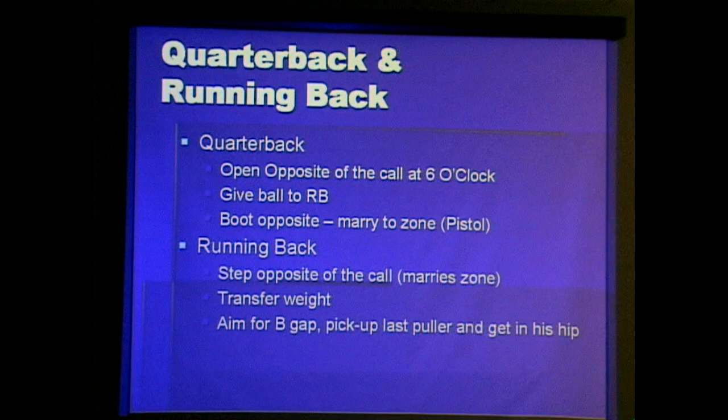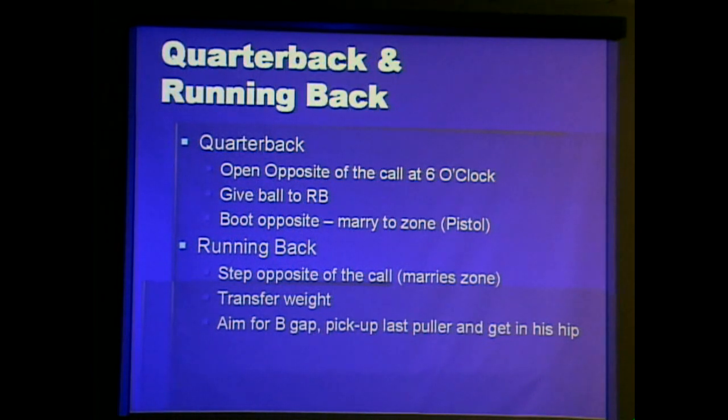Quarterback and running back. Quarterback is going to open opposite of the call at 6 o'clock. He cannot cross 6 o'clock. He has got to give the running back the right of way for the downhill track because his aiming point is the B gap or right at the guard, right up his tail. He cannot push that running back off that track. He's going to boot opposite. It's going to marry to zone. The running back is going to step opposite the call. So both the running back and the quarterback are stepping the same way initially. It looks like inside zone out of the pistol.